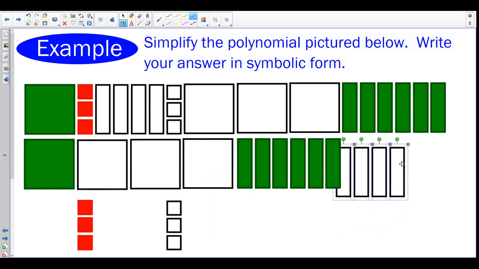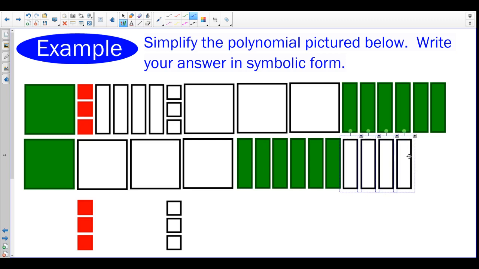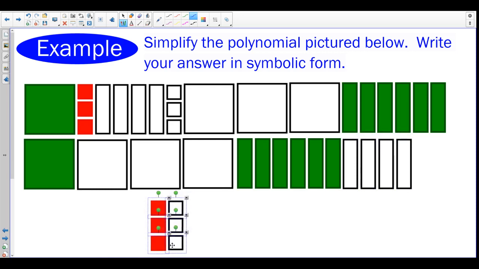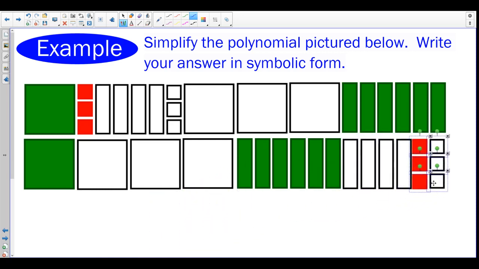There's the rest of the rectangles. And then we have these little squares. So we put them all together, and then we'll see what 0 pairs we can make. So for the big squares, we can make 1 0 pair. This green square cancels out with this white square.